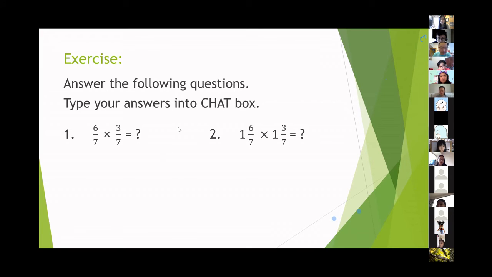Number 1 should be easy. Number 2 you actually have to do one more step, a few more steps. And also make sure to simplify if necessary. Can I say this is 1 times 1 and then 6 over 7 times 3 over 7?